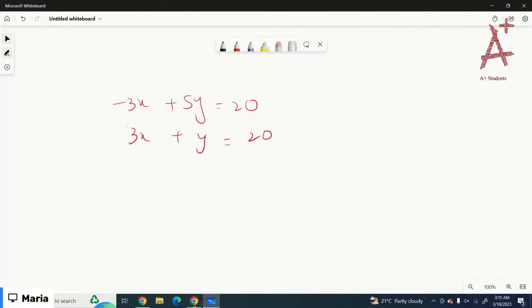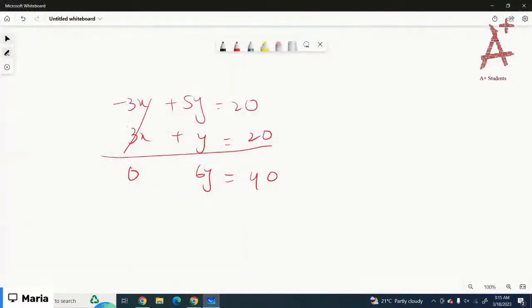So here you can see 3x and 3x. We can eliminate the variable x by adding both the equations. So let's just add both the equations. 3 minus 3 is 0. That means they cancel out. 5y plus 1 is 6y, and 20 plus 20 is 40. Got it? So you can calculate the value of y.